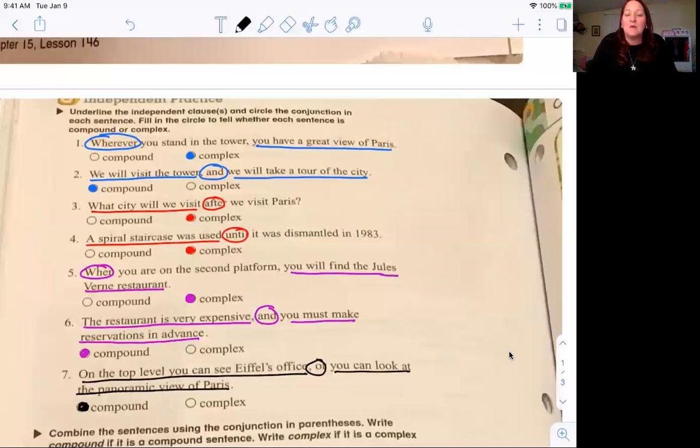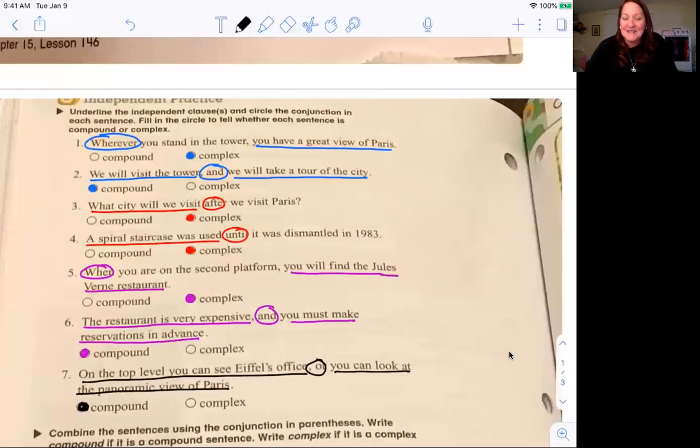So we have a spiral staircase was used. That's our independent clause. And then we have a dependent clause of it was dismantled in 1983, or until it was dismantled. So until is our subordinating conjunction, and it's starting our dependent clause. Okay, number five, when you are on the second platform, that's a dependent clause, and it starts with the subordinating conjunction when. You will find the Jules Verne restaurant. That is a what? That is an independent clause, so it makes a complex sentence.